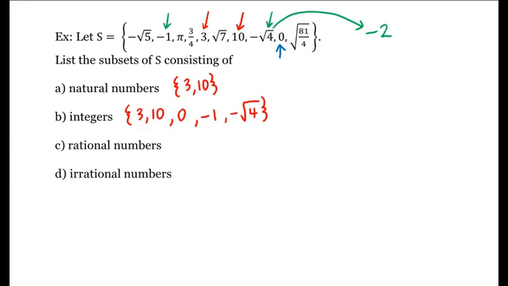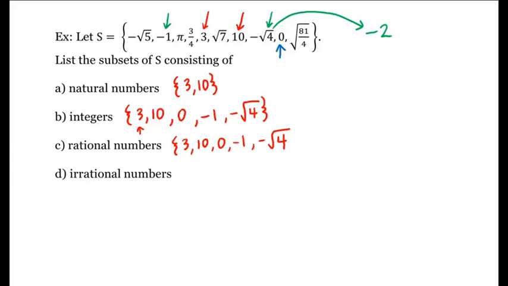Now what about the rationals? All of these integers are rational numbers. Because think of 3, for example. We can write 3 as 3 divided by 1, so we can think of it as a fraction. So we'll have all of these integers: 3, 10, 0, -1, negative square root 4. But what else?